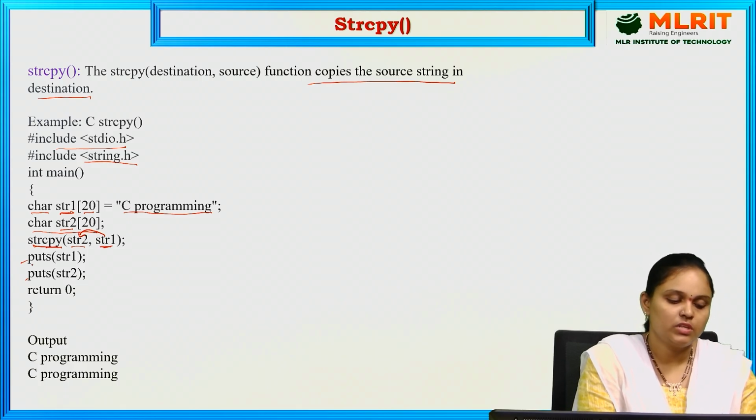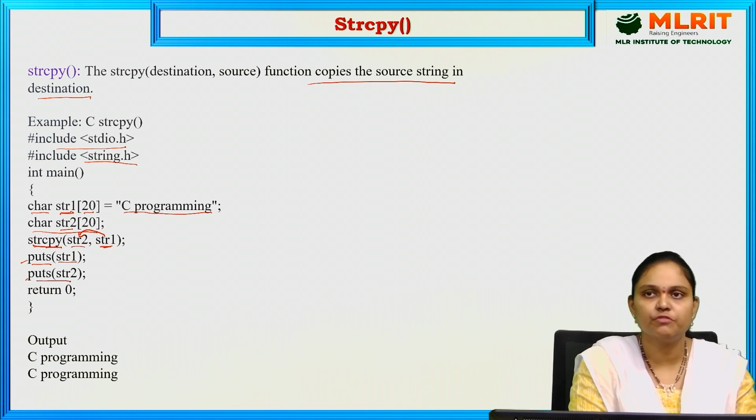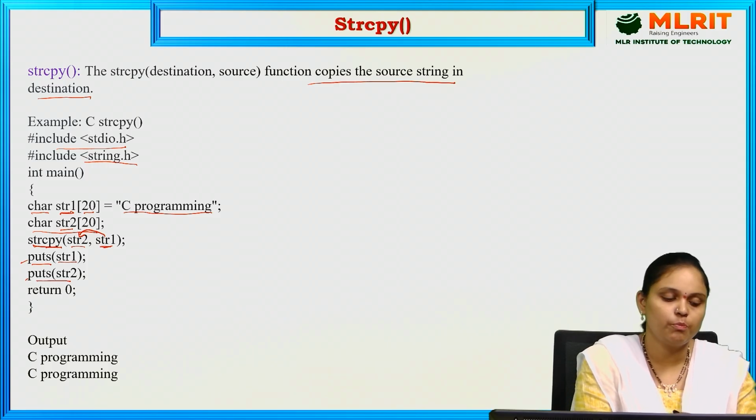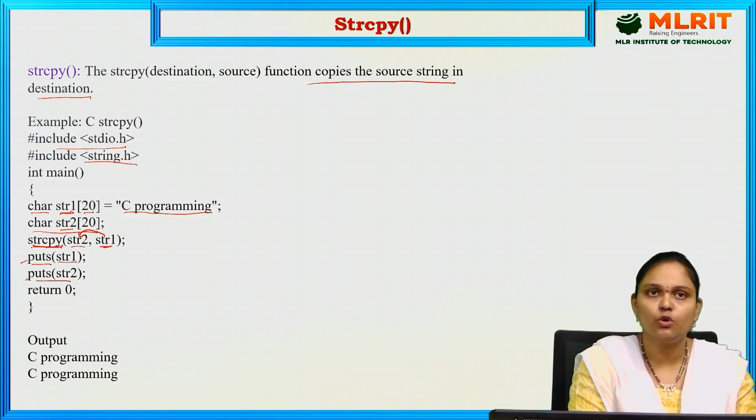So next puts. By using the puts function we are printing string 1, and also by using the puts function we are printing string 2. In string 2 we'll have the same string as in string 1, because we have copied string 1 to string 2 by using the strcpy function.